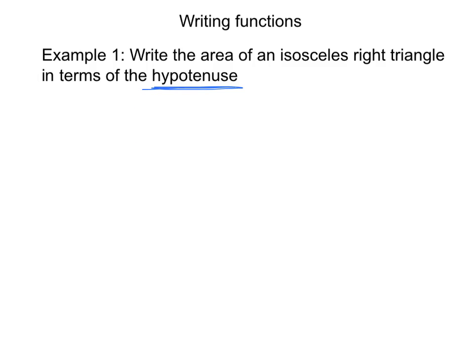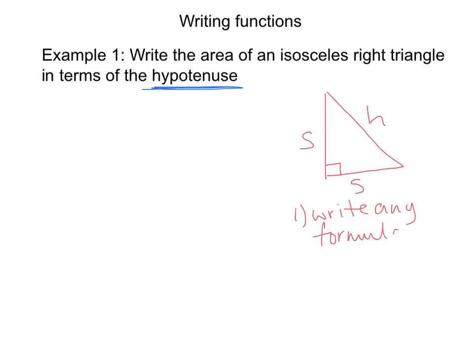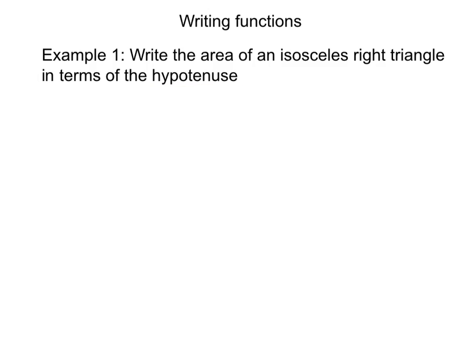So when I look at this, I'm going to draw a picture, because drawing a picture is always a good idea when you're dealing with any shapes. So here's my isosceles right triangle. So I might say, this is a side, and this is the hypotenuse. So the step one that I'm going to do is I'm going to write any formula that you know that has to deal with the first thing, what you're trying to write the equation of.